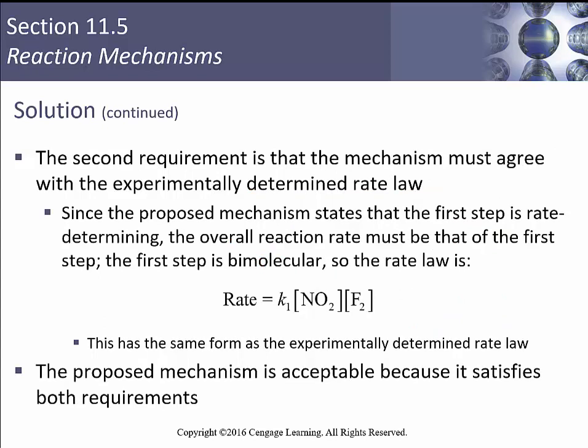The second requirement is that the mechanism must agree with the experimentally determined rate law. Since the proposed mechanism states that the first step is rate determining, then the overall reaction rate must be that of the first step. So this is our assumption: our proposed mechanism says that the first step is slow, so the overall reaction must be that of the first reaction step.